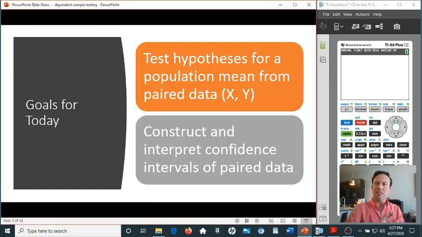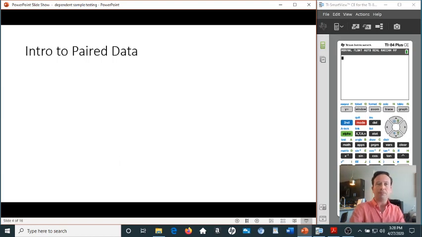Okay, so now the goals for today's lecture. We will be looking at testing hypotheses for a population mean from paired data. Okay, so again, we're going to be testing a population mean from paired data, which means you have 2 samples of data that get paired together. So you have X data and Y data, and we pair them together like this, X comma Y. And then, of course, like before, we'll construct and interpret the confidence intervals of those paired data.